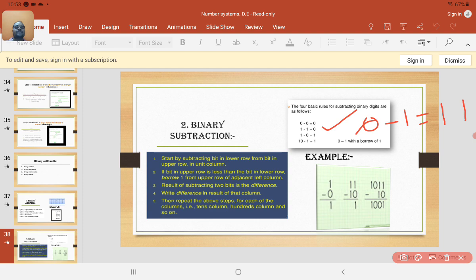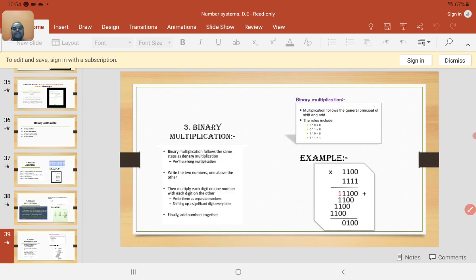2 will come here. In the case of addition, we get sum and carry, but in the case of subtraction we get difference and borrow. So when 0 minus 1, we get difference 1 and borrow is also 1. 1 minus 0 is 1 and 1 minus 1 is 0, like this. Only in the case of 0 minus 1 you have to remember, that is the important thing.